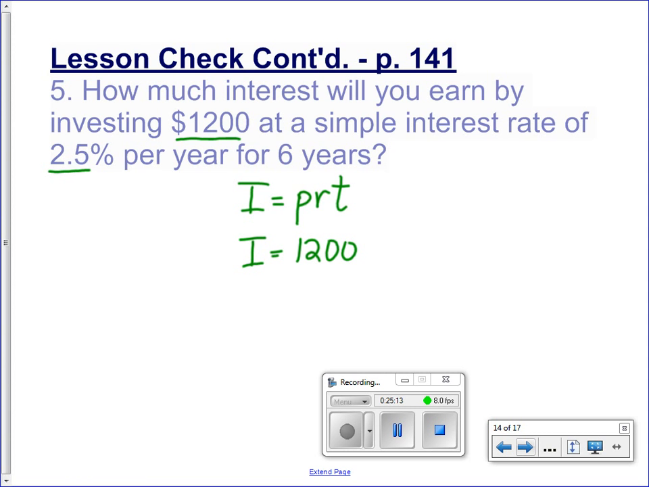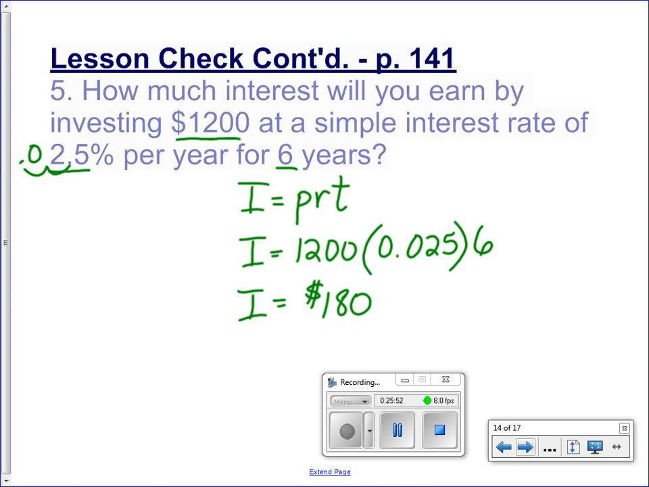The interest rate is 2.5%. Written as a decimal would be 0.025. That's moving the decimal point over 2 places. All right, and then our time is 6 years. So all we have to do is multiply these three amounts together. 1,200 times 0.025 times 6 is 180. Interest is always in dollars, so this would be $180.